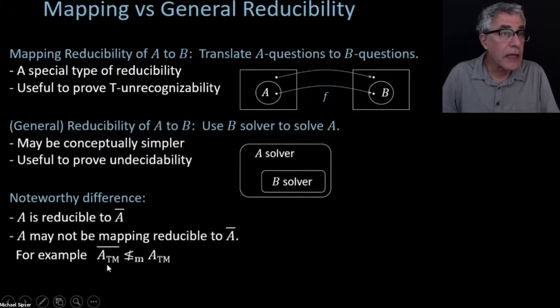So for example, ATM complement is not mapping reducible to ATM, because as we pointed out, anything mapping reducible to a recognizable language is going to be recognizable. But we know that ATM complement is not recognizable. We showed that before. So it couldn't be mapping reducible to ATM.